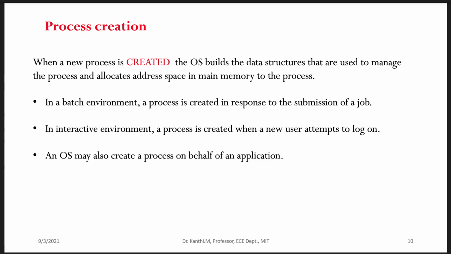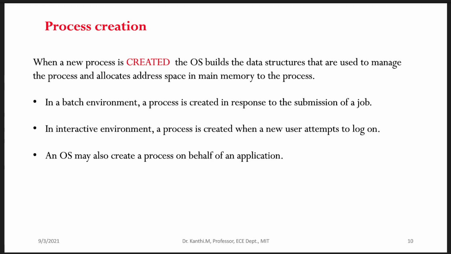Yeah. So now let us see how the process is going to get created. Process creation. So when a process is created, the operating system builds the data structure which is used to manage the process. Okay. So we need to manage this particular process. The relevant information, as I have given in the initial slide, the various information are getting added with the process, which are stored in the PCB, that is process control block. Okay. So the data structures that are used to manage the process, and it allocates address space in the main memory to the process. It reserves memory. So what is the space needed for the particular process?